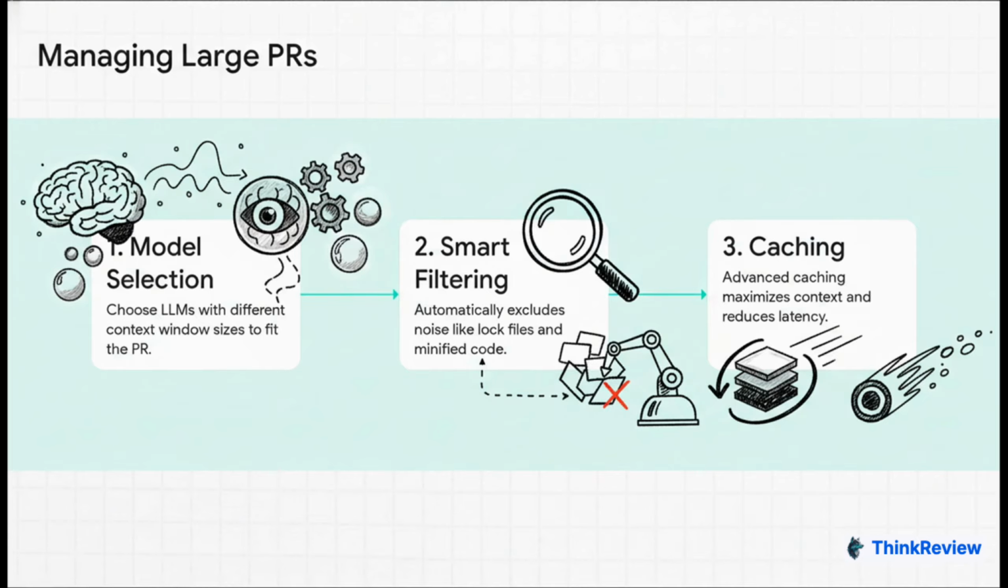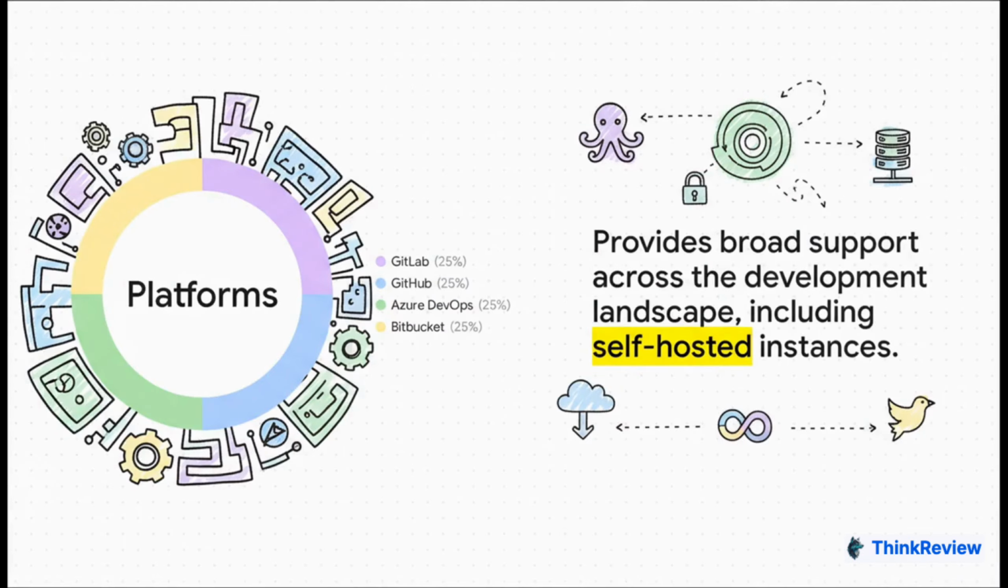First, you get to pick the best model for the size of the job. Then it automatically filters out all the junk. We're talking lock files, node modules, minified code. And finally, it uses some clever caching to get the most out of the model's context window and make things faster. And what's great is that this isn't just locked into one platform.